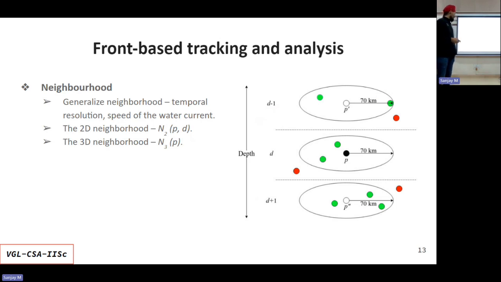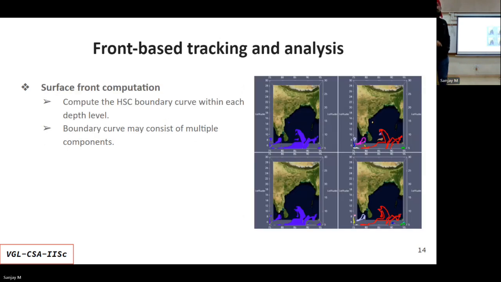And we define this neighborhood for a single depth step just as a 70 kilometer radius circle. And to go into 3D, which I'll just call N3, we'll take D minus 1 and D plus 1 and take a union of all of those three. So that's how we define the N3 neighborhood. N2 would just be in that particular depth slice. Okay. So how exactly do we extract surface fronts?